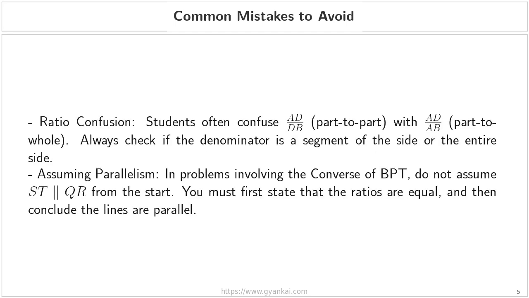Second, be wary of assuming parallelism. When you are working with the converse of the theorem, as we saw in our discussion about triangle PQR, you cannot simply start by stating that line SD is parallel to line QR. That would be circular reasoning. You must first demonstrate that the segments are proportional, specifically, that PS over SQ equals PT over TR, and only then can you logically conclude that the lines are parallel.